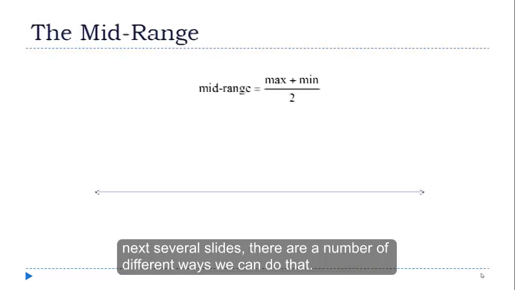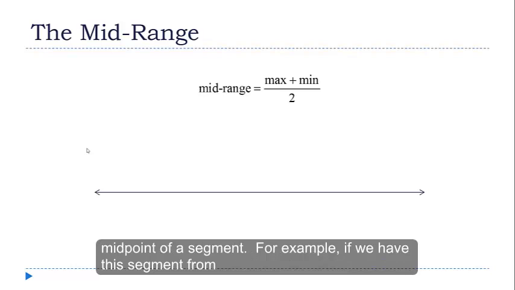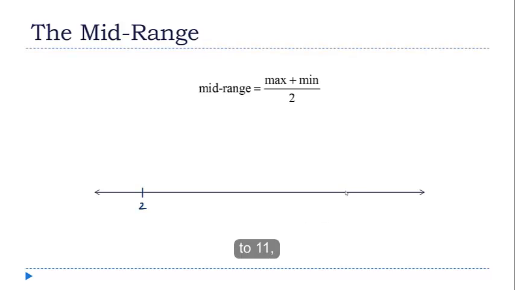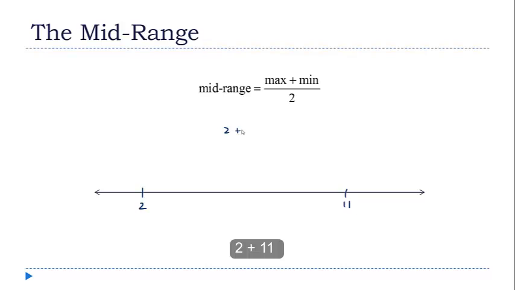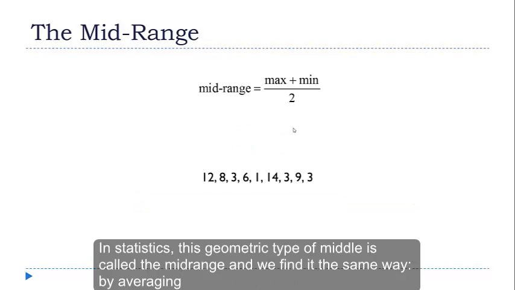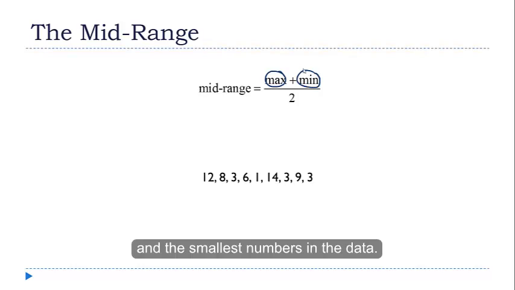Now, if you think back to high school geometry, you might remember learning about finding the midpoint of a segment. For example, if we have this segment from 2 to 11, we can find its midpoint by averaging the endpoints. For this segment, that would be 2 plus 11 divided by 2, or 5.5. Now, in statistics, this geometric type of middle is called the mid-range, and we find it the same way, by averaging the biggest and the smallest numbers in the data.